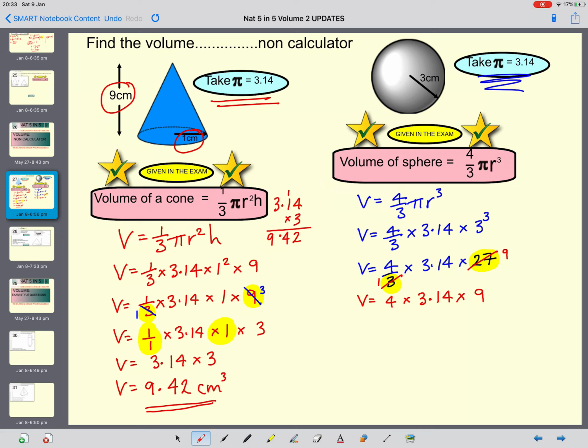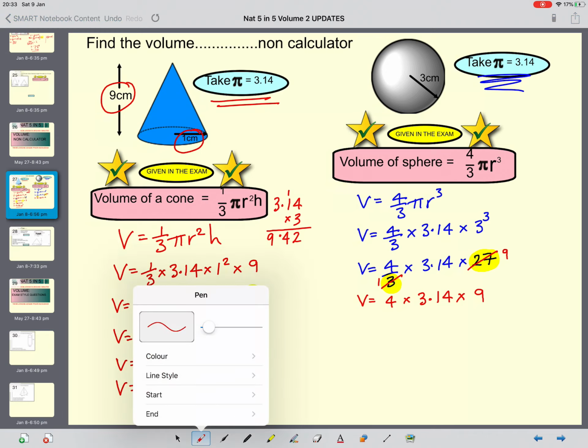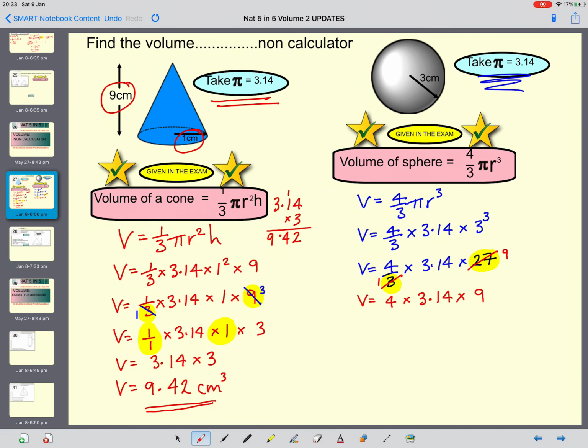Now just be careful here. A lot of people then want to multiply 4 by 9, but then you get a double digit, which is often more difficult to multiply by a decimal. So what I would recommend you do is just take 3.14 and multiply it by one of the single digits. I would say multiply by 9 first, and then whatever that answer is, multiply by 4. It makes it a lot easier. So I'm telling you to do this part first.